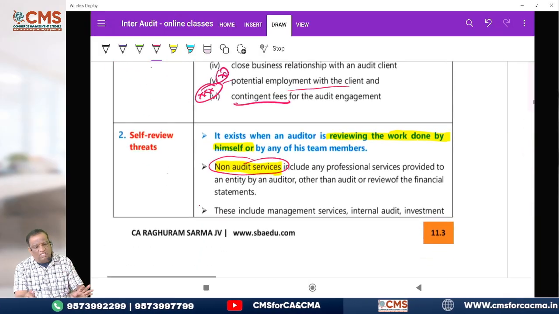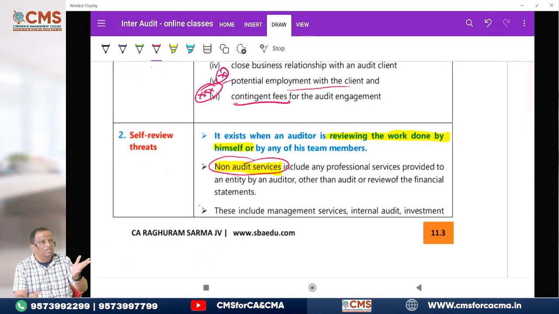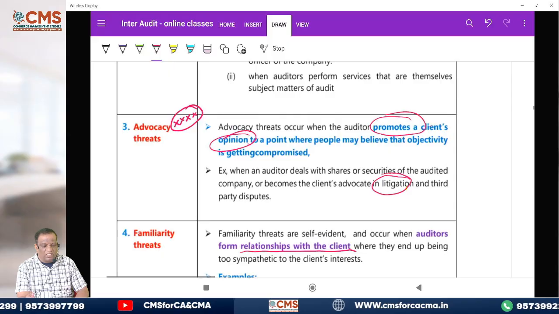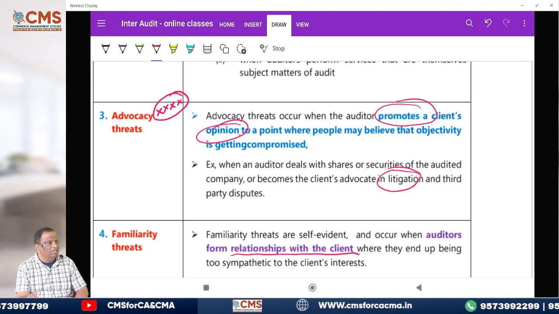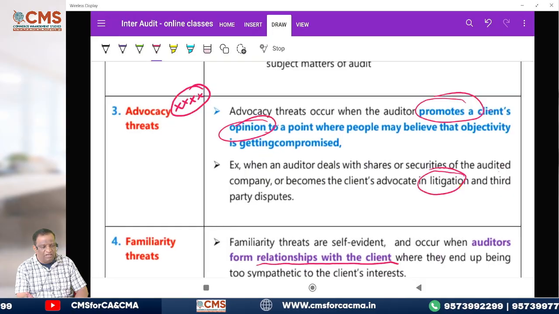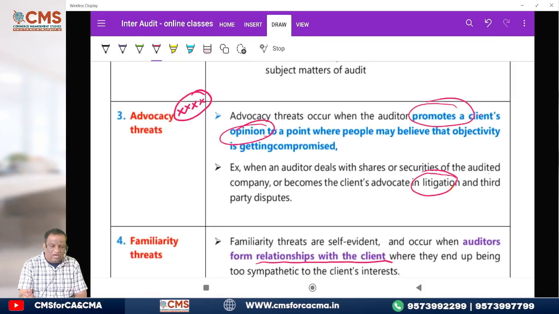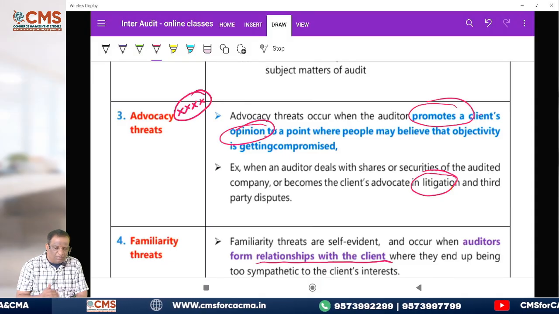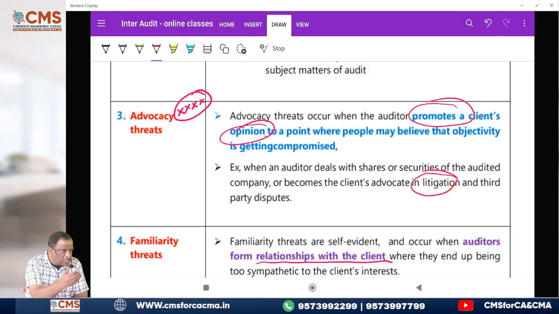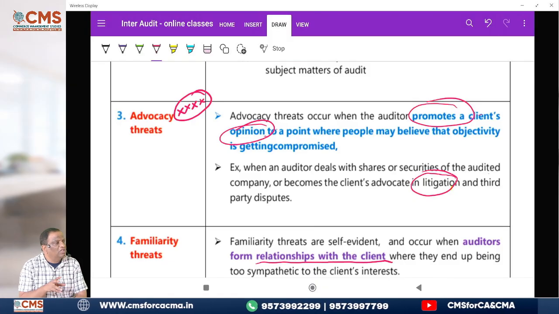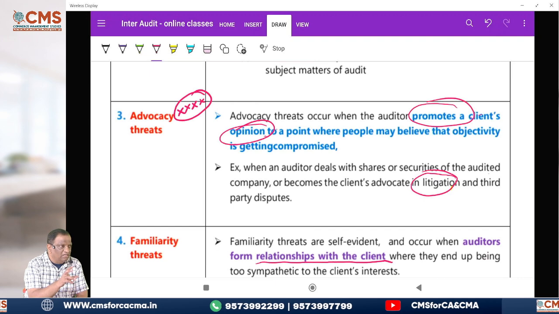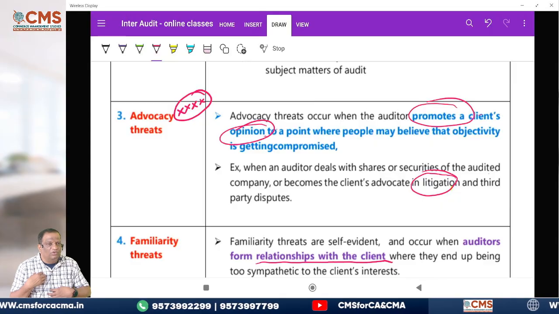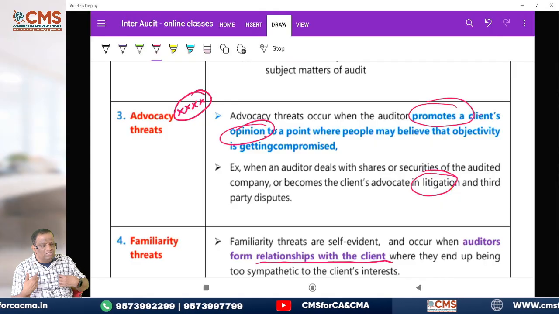Then self-review, where you yourself have done the work and you are reviewing it. That is why we have Section 144 of the Companies Act, prohibiting non-audit services. And advocacy threat. Important, take an A star. He asks it not because it is very complicated, but because you will not be familiar. Advocacy threat is where you start promoting a certain opinion to such a stage that you cannot come back. Many times, even in our arguments, you take a stand, but you know that you are wrong. Having taken a stand, you continue to support it. Inside you know that you are wrong. That feeling is what is called advocacy threat.